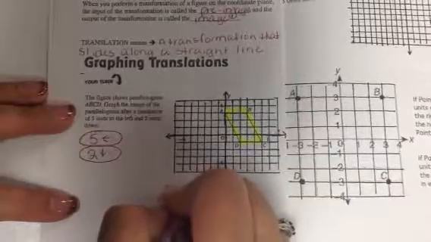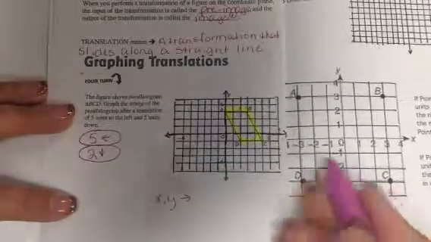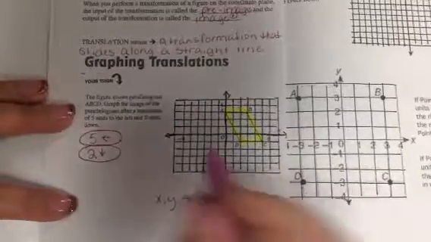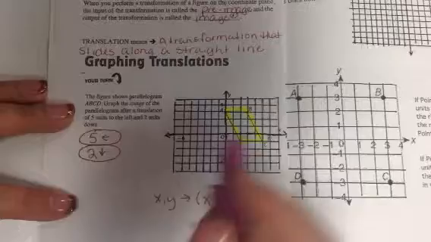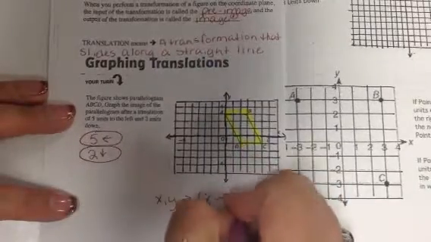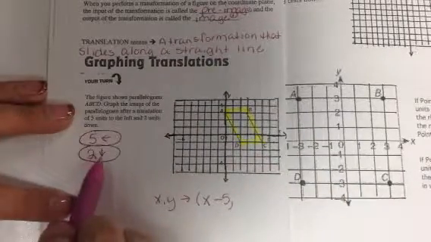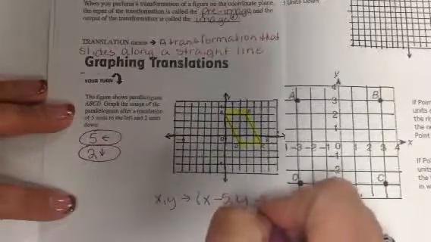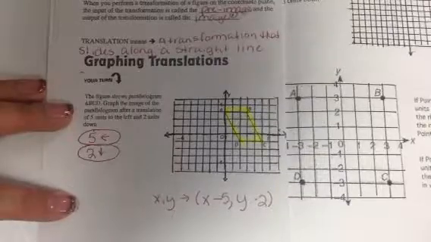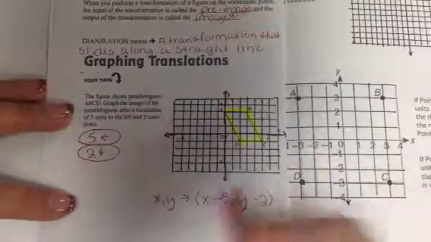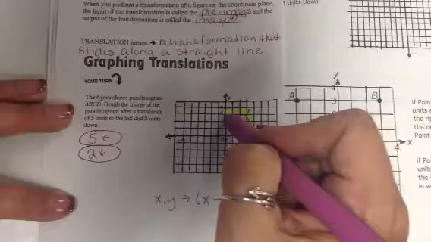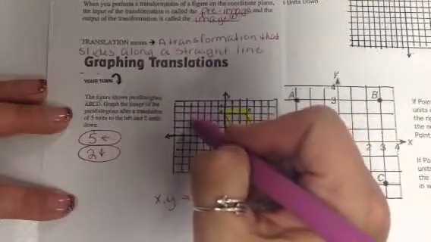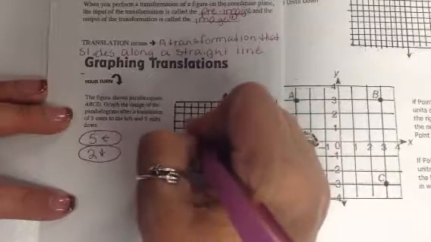So we're going to write (x, y), just like we did with dilations. But we're going to change this up a little bit. And we're going to say x, since it's going left, that's minus, and it's going 5 places, so x minus 5. y is going down, so that is a minus, and so it's going to be y minus 2. Okay? Then, to transform it up here, all we're going to do is take each point. A, we're going to go left 5, 1, 2, 3, 4, 5, down 2. And we're going to make A prime.